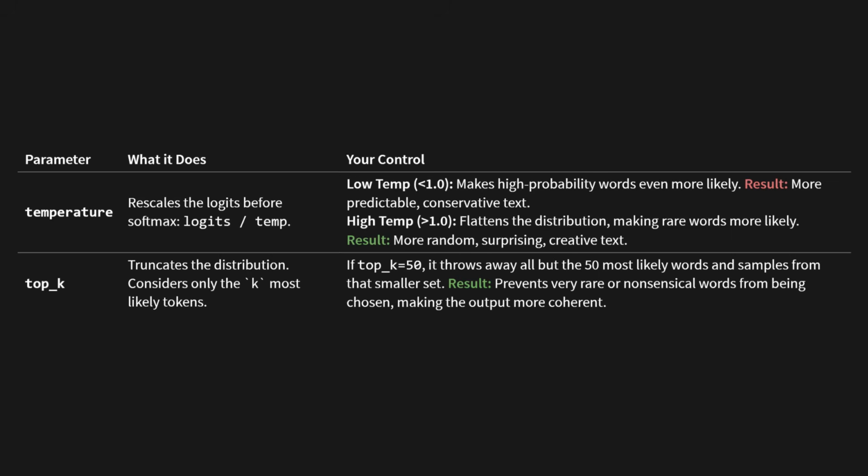Next, we have top-k. This truncates the distribution. It considers only the k most likely tokens. So if top-k equals 50, it throws away all but the 50 most likely words and samples from that smaller set. The result? This prevents very rare or nonsensical words from being chosen, making the output much more coherent.